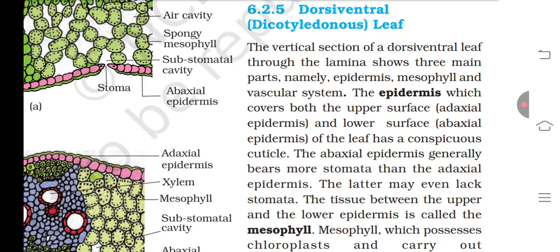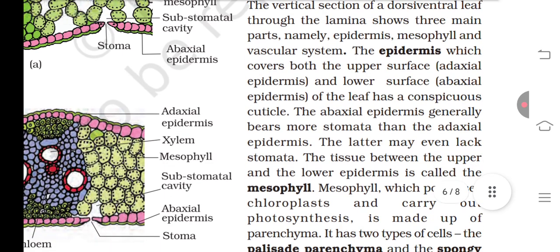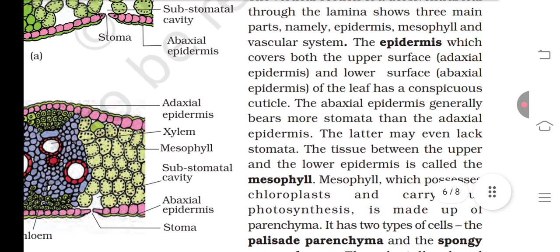Dorsiventral dicot leaf. The vertical section of the dorsiventral leaf through the lamina shows three main parts: epidermis, mesophyll, and vascular system. The epidermis covers both the upper surface and the lower surface of the leaf and has a conspicuous cuticle. The abaxial epidermis generally bears more stomata than the adaxial epidermis. Epidermis, xylem, mesophyll, substomatal cavity.